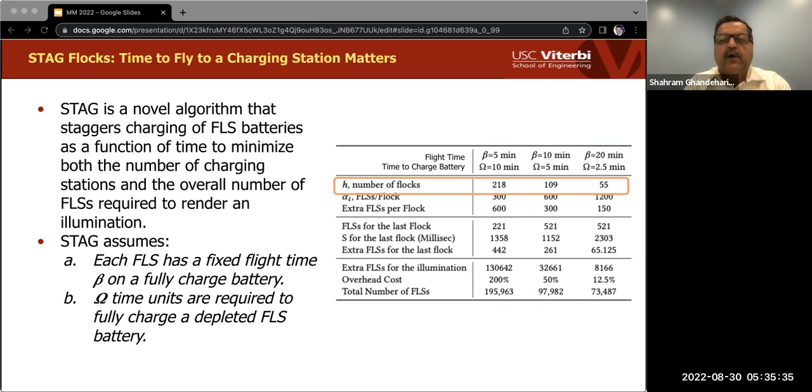Beta and omega also impact the number of STAG flags, which in turn controls the number of FLSs that are mid-flight traveling either from the illumination to the charging station or from a charging station to the illumination. With battery characteristics of today's drones, at least 218 FLSs will be in mid-flight. This number decreases proportionally with future FLSs that have longer flight times and shorter charging durations. So once again, STAG is scaling.